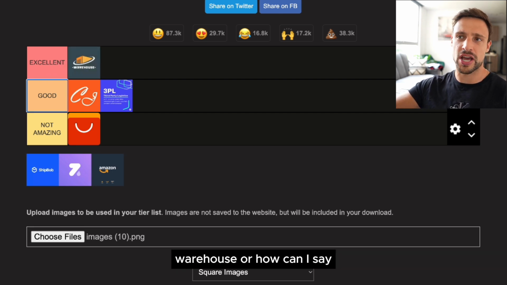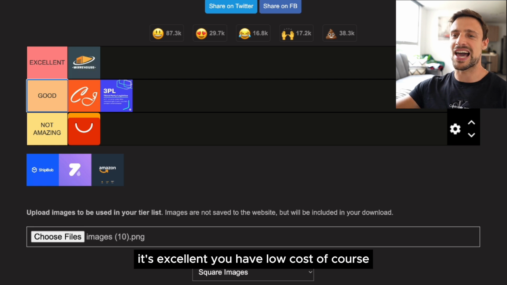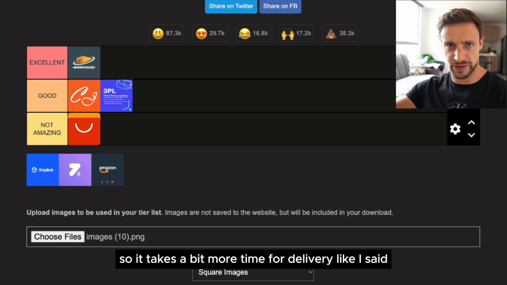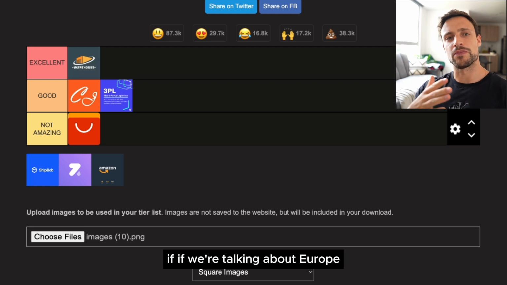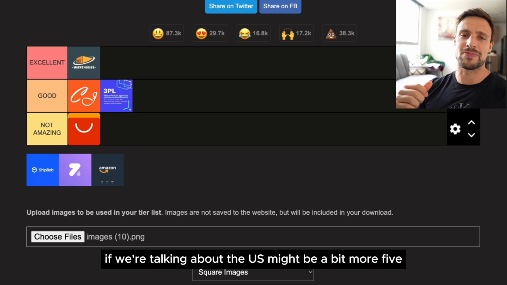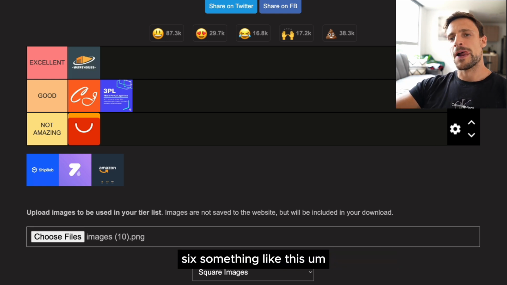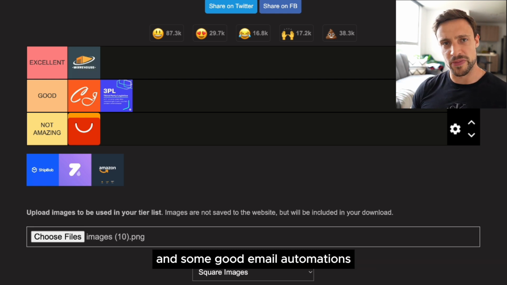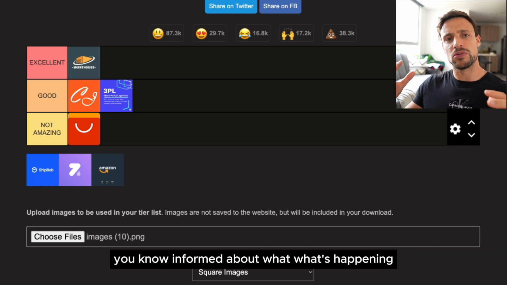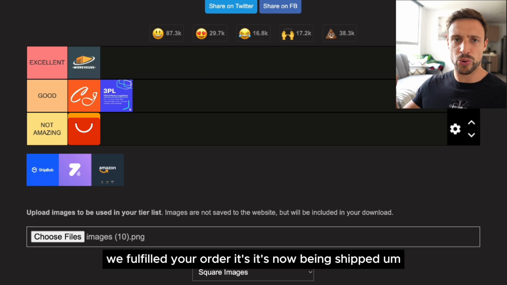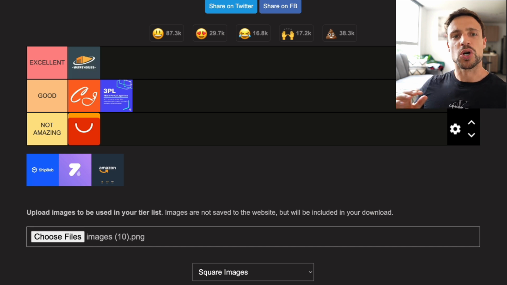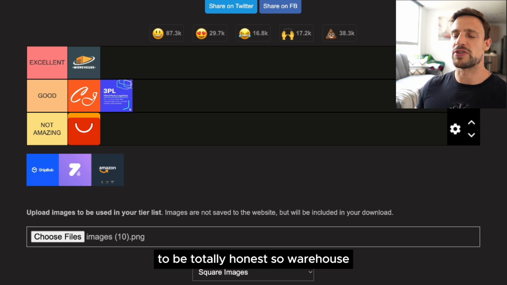Warehouse, or how can I say, private agent, is for me the solution. It's excellent. You have low cost. Of course, you're shipping from Asia, so it takes a bit more time for delivery. Like I said, if we're talking about Europe, count 4 to 7 days. If we're talking about US, might be a bit more, 5, 6, something like this. But you're overall saving. And if you have a good customer service and some good email automations, just saying to the client, okay, keeping them informed about what's happening. We fulfilled your order. It's now being shipped. You're gonna receive your product in 24 hours, something like this. Always keep a note about what's happening with the tracking. You'll have not so much customer service, to be totally honest.